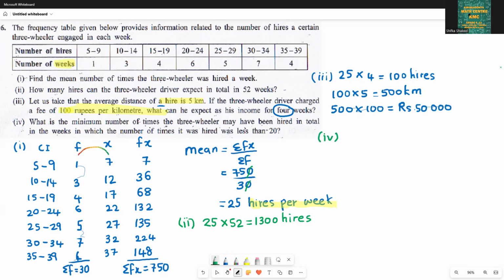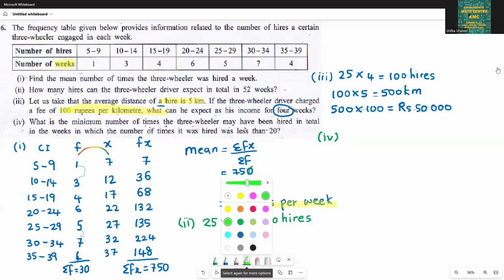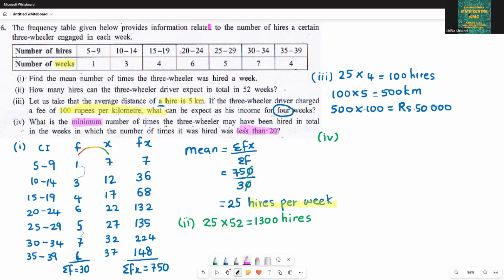What is the minimum number of times the three-wheeler may have been hired in total, in weeks in which the number of times it was hired was less than 20? Minimum number of times. Less than 20, the numbers are here; 20 is there, so less than 20, these are the numbers. Among these, we have to select the minimum.